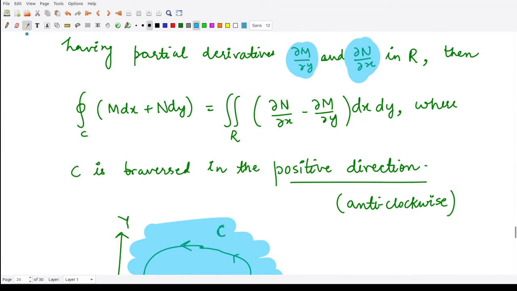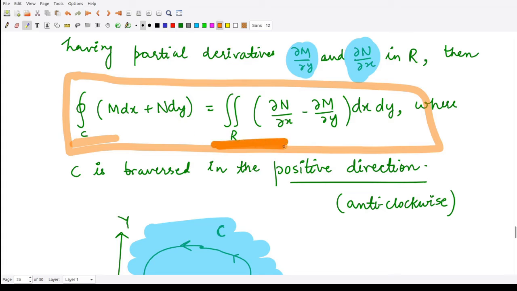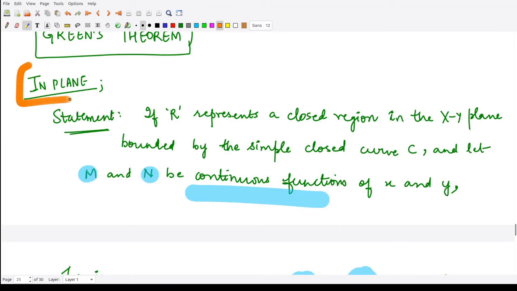So in that case, Green's theorem says that this line integral is equivalent to this surface integral. So this theorem basically connects this line integral with the surface integral. And if you notice, you already know these terms, M dx plus N dy and del N by del x minus del M by del y. They appear in differential equations where the given equation is an exact equation. So you could remember these quantities in this way. So this is Green's theorem, which is defined for a plane.